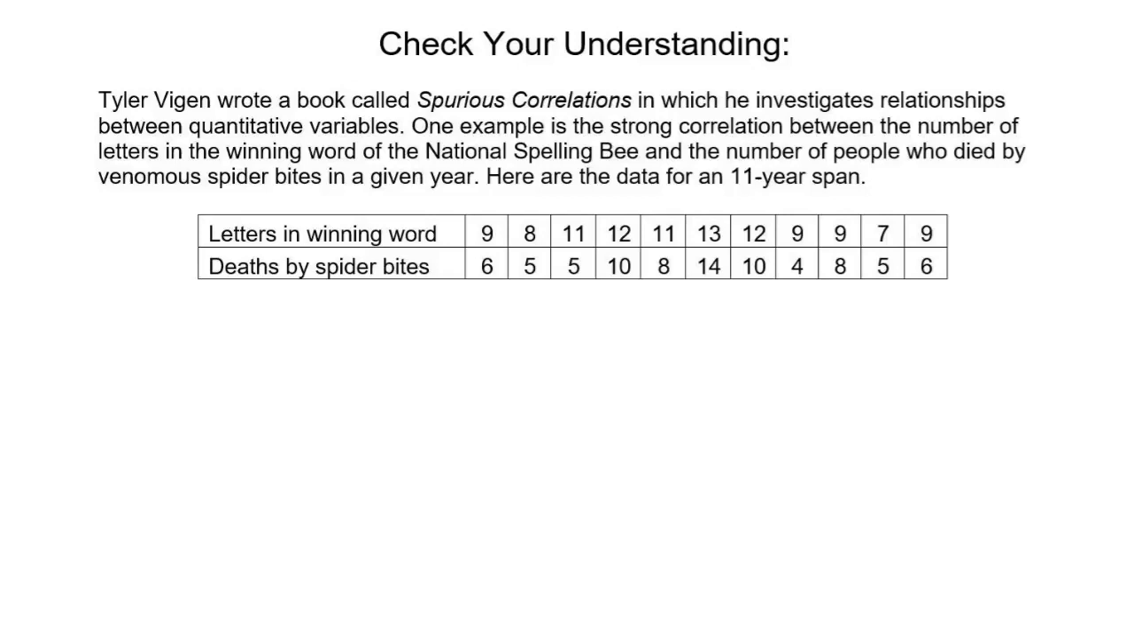I want you guys to do part A. The correlation R between the number of letters in the winning word of the National Spelling Bee and the number of deaths by venomous spider bites is 0.806. I want you to interpret that value.